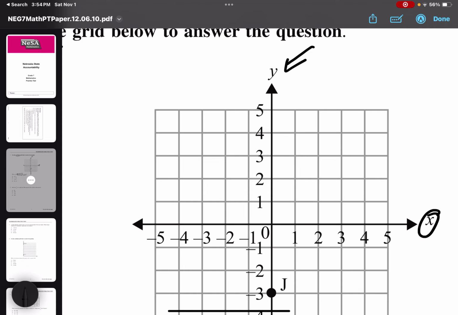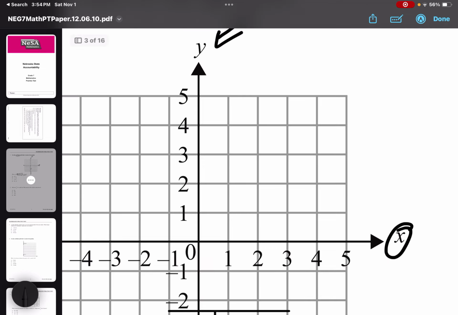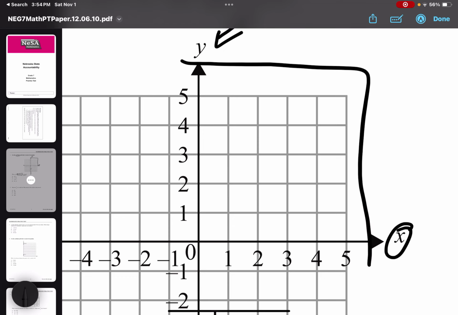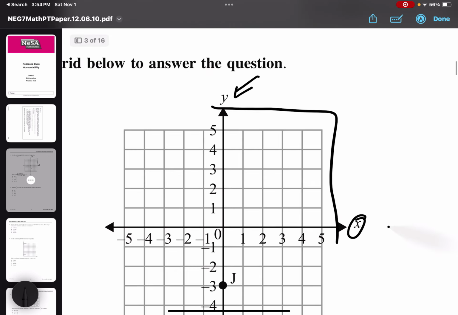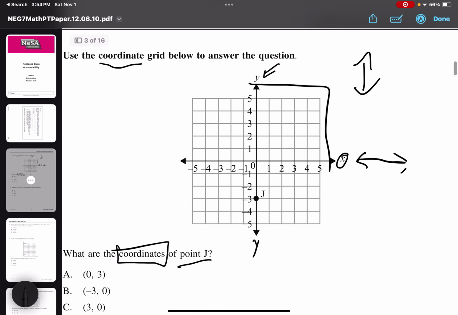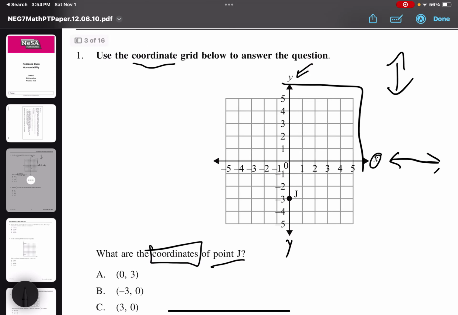Now, if you do get a graph that doesn't have anything and it simply just shows this small section here, just know that the x-axis is always going to be left and right, or flat. When it comes to the y-axis, it's always going to be up or down, okay? So what are the coordinate points of J?